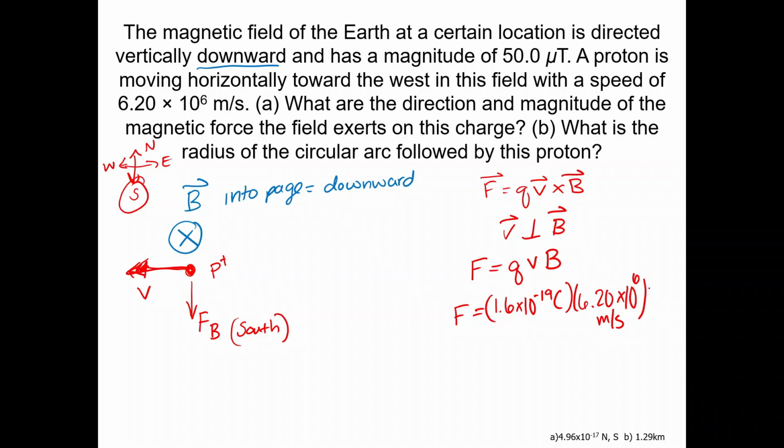And then I'm going to have, I ran out of room. This is going to be 50.0 times 10 to the negative 6 Teslas for the micro, converting there. And if you plug in those values, you should get that the magnitude of the force is about 4.96 times 10 to the negative 17th newtons. So that's a very, very small force, and it is directed to the south.